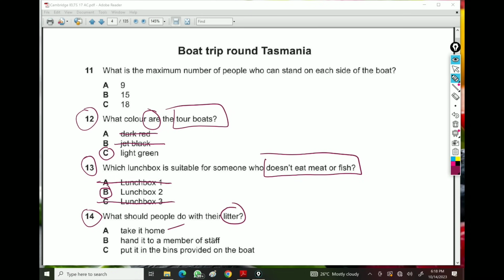Option B, hand it to a member of staff. There will be a staff member who will collect all the litter from you. Then it is option B. And option C, put it in the bins provided on the boat. On the boat, there will be some dust bins and you're supposed to put your litter in the dust bins. So if you're supposed to put your litter in the dust bins, option C.